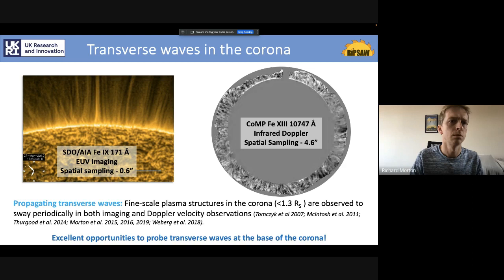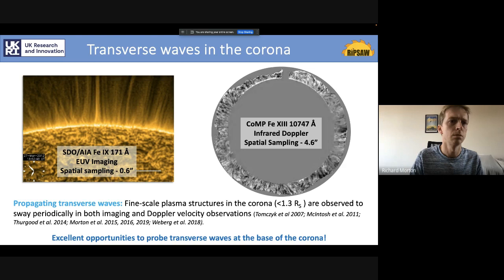For a sanity check, back in 2019, I wanted to see if the waves we observed with CoMP were the same things we were seeing with AIA. The only way I was able to do this really was by comparing the shapes of the power spectra that these waves had.